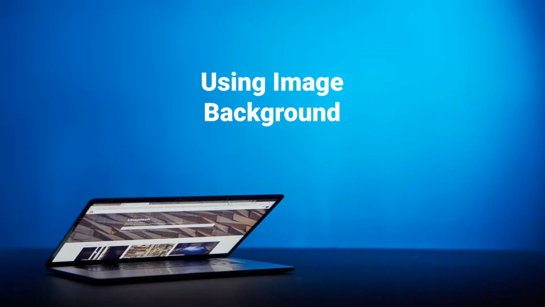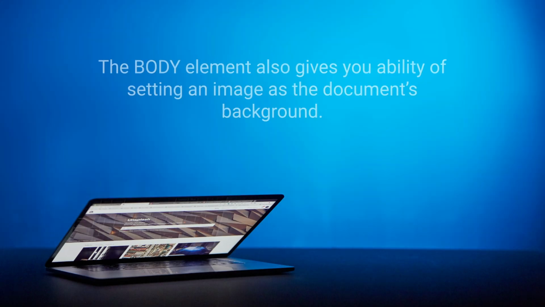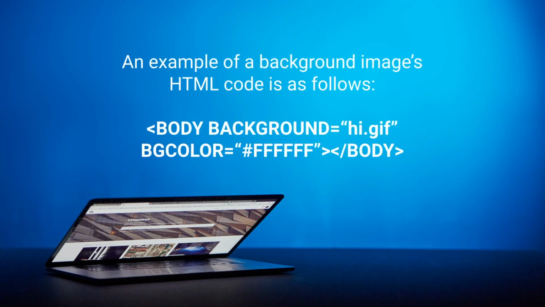Similarly, we can use images for the background. The body element also gives you the ability to set an image as the document background. As an example, the background image HTML code is as follows: body, background, then the GIF graphics file name, which could be either GIF or JPEG, then background color, then background code, end body.